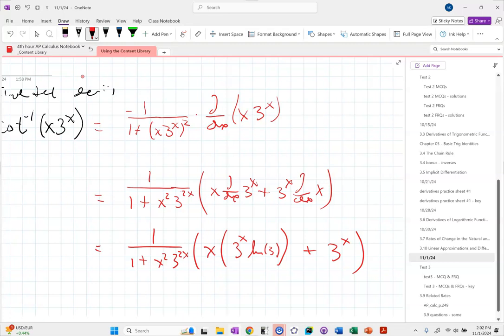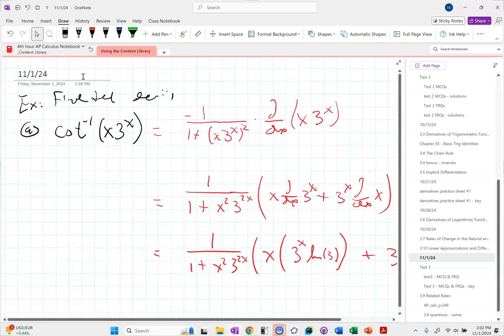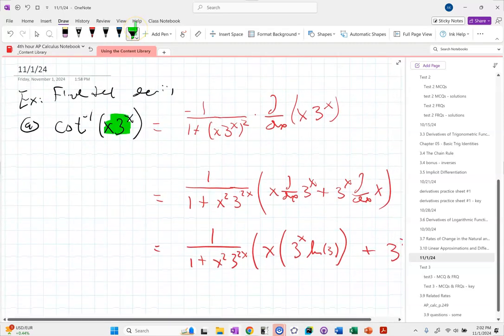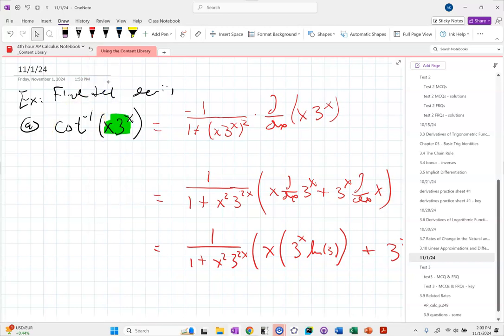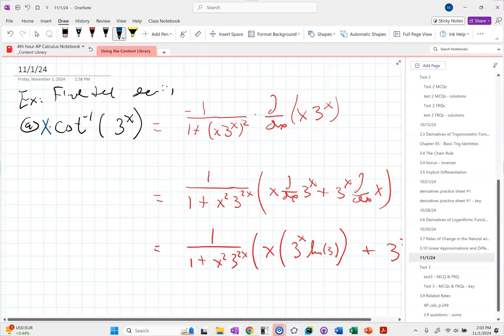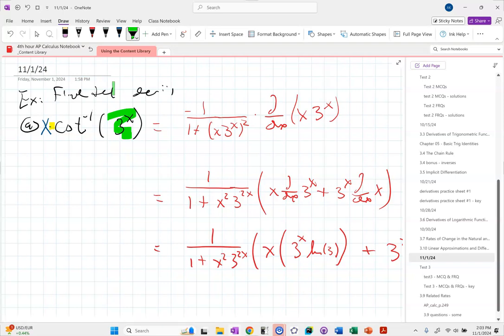Nate. So when you have a question that's like, you have a chain rule, you have a product rule, how do you know which one to do first? Because I never know which one. Okay. So if I look at this, the product rule is here. It's inside of this function, right? If this instead was x times cotangent inverse of 3 to the x, now the product rule is coming first, and the chain rule is inside of the product rule. Does that kind of make sense as to what way you're looking at this?